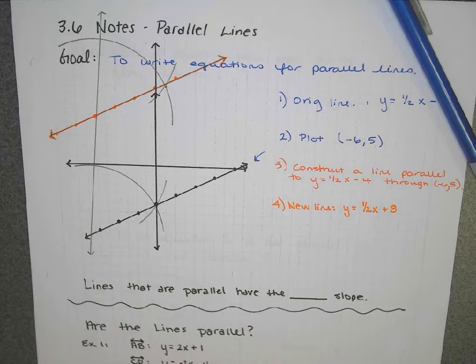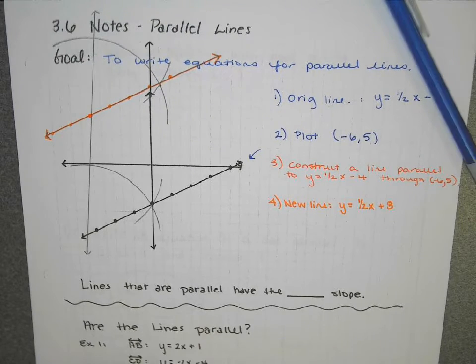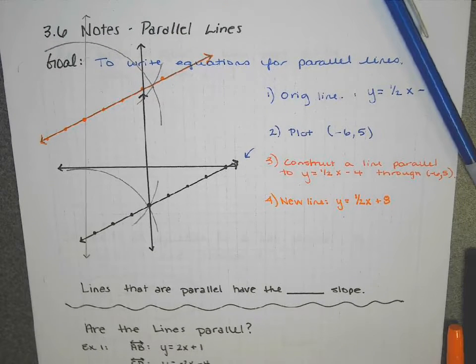Now, do we have to construct it every time? No. Do we have to graph it every time? No, but the main idea here is what we figured out by constructing that parallel line is lines that are parallel are going to have the same slope.